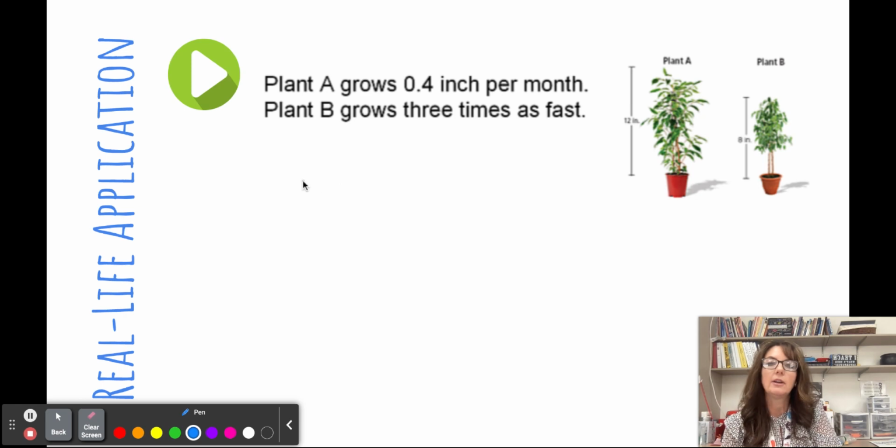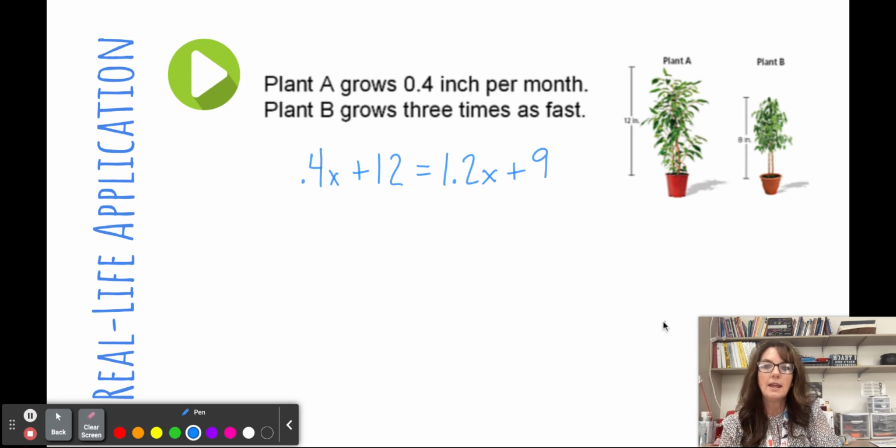So I have 0.4x for plant A plus the 12 that it started with is equal to, and then I do 3 times this, which is 1.2x plus the 9 inches that it started with. Okay, now I did a little something.